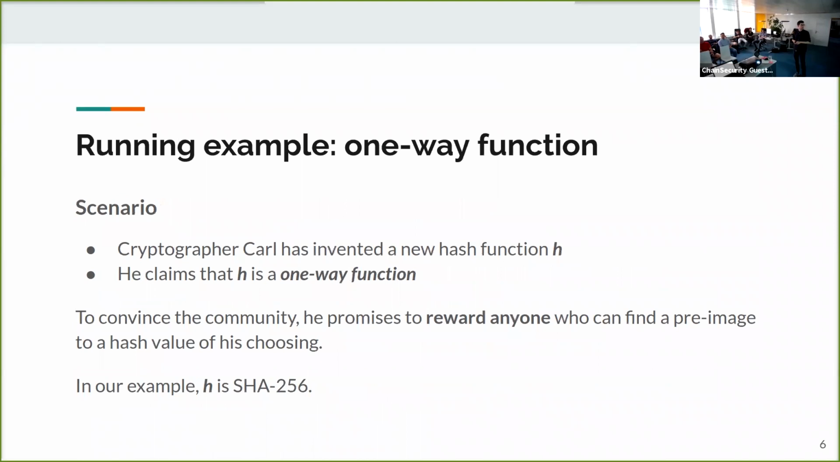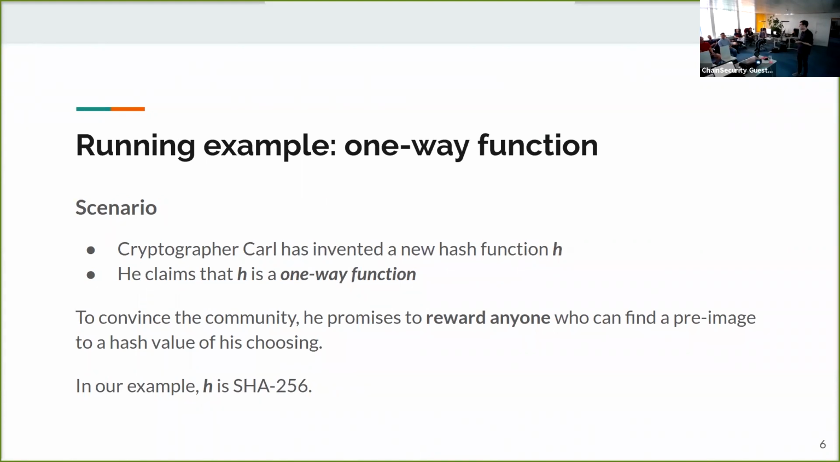Okay. So let's consider a specific example in the blockchain setting. And the scenario is as follows. We have some cryptographer called Carl here in this example, and he's invented a new hash function. He's very convinced that it's a good hash function. It has some cryptographic properties. And then specifically, he claims that this hash function is a one-way function.